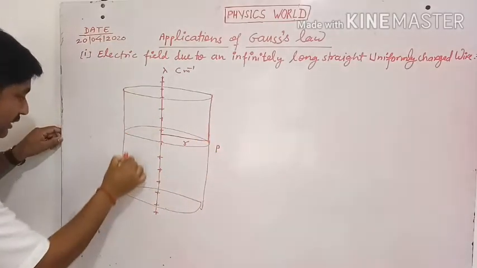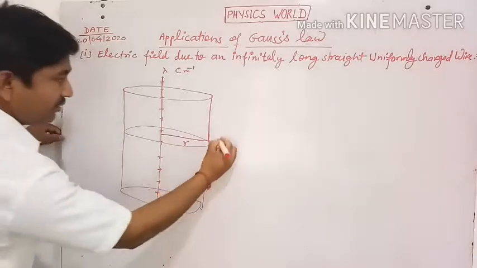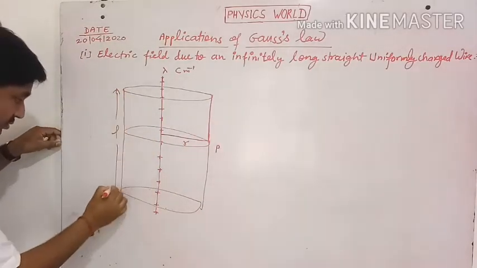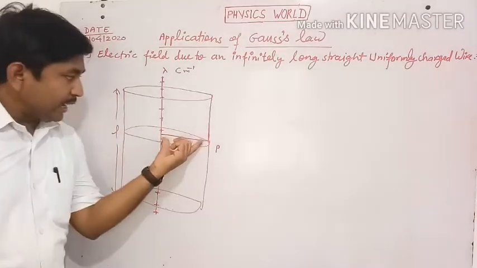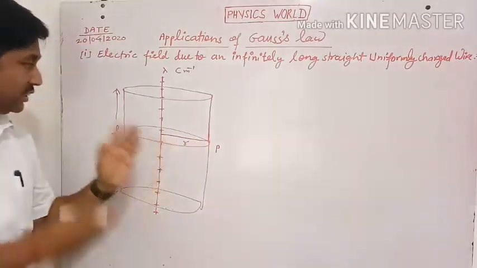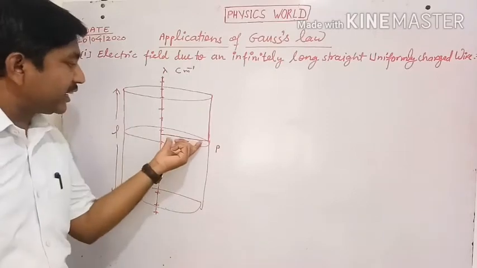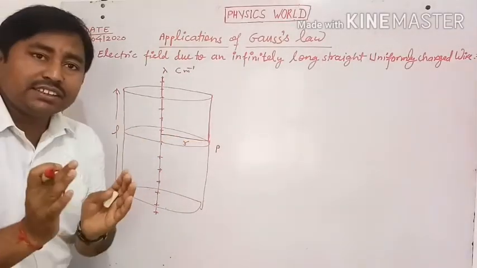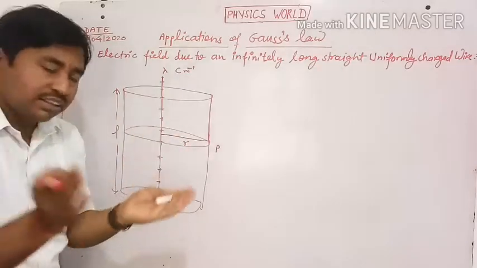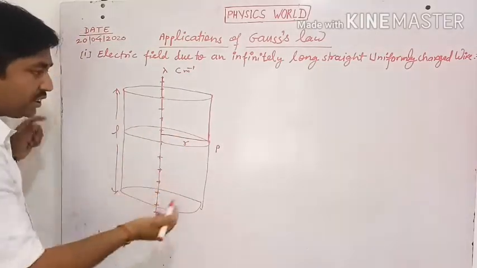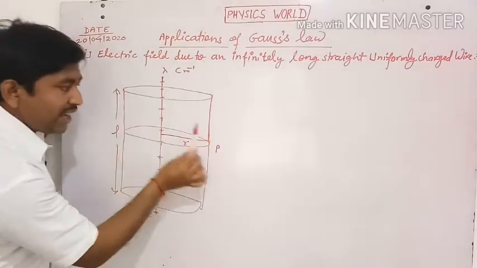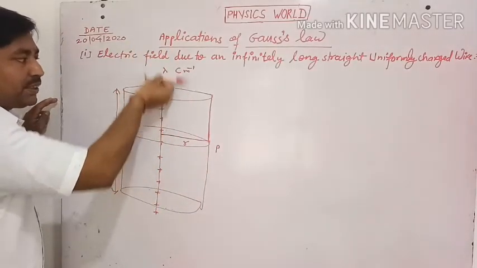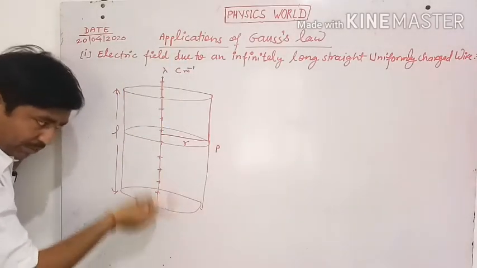The total length of this Gaussian surface is L, and the radius of the Gaussian cylindrical surface is taken as r. Then this Gaussian surface contains three area parts. First is the curved surface area, second is the top end surface area, and third is the bottom end surface area.